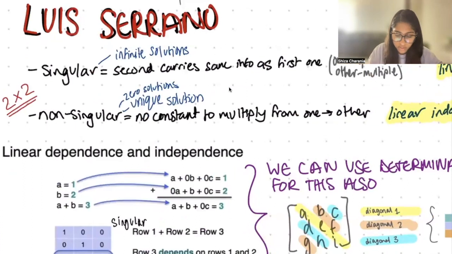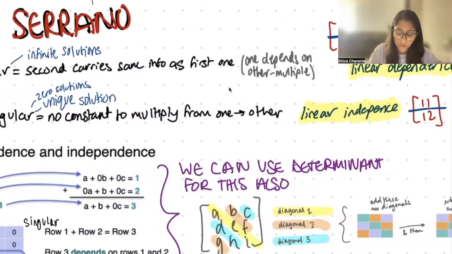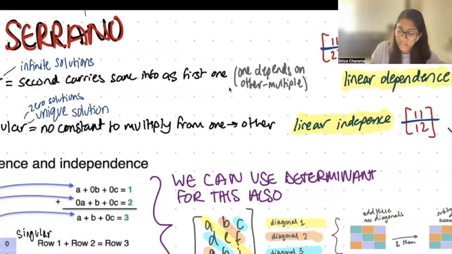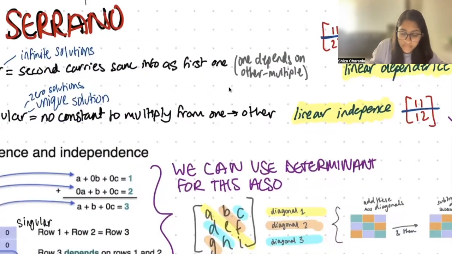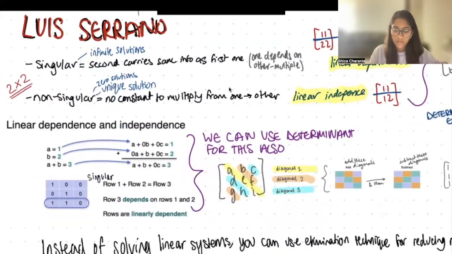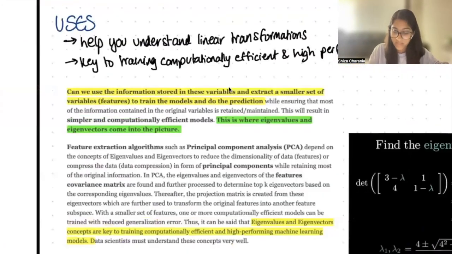A non-singular or linearly independent one would be like, you have an arrow here and you have an arrow here, and they're just away from each other. They're not correlated. When you have something that's singular, that's linearly dependent, they would go in the same direction. So they would go like this or like this, and that's pretty much the same. They would have infinite solutions. And that's because one depends on the other one as a multiple.